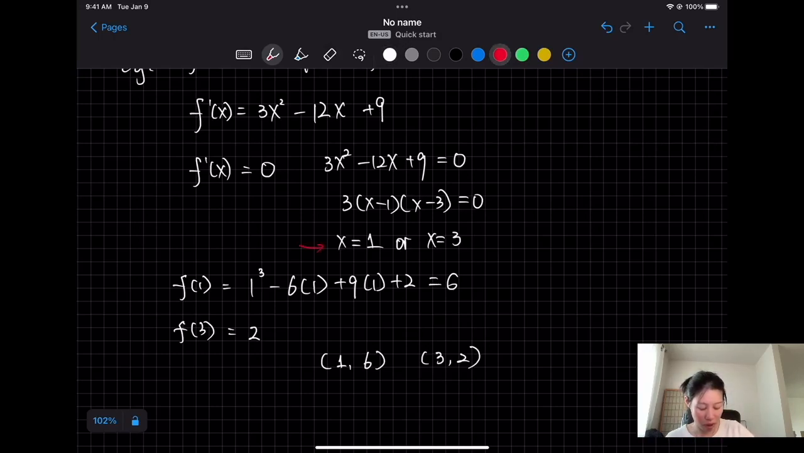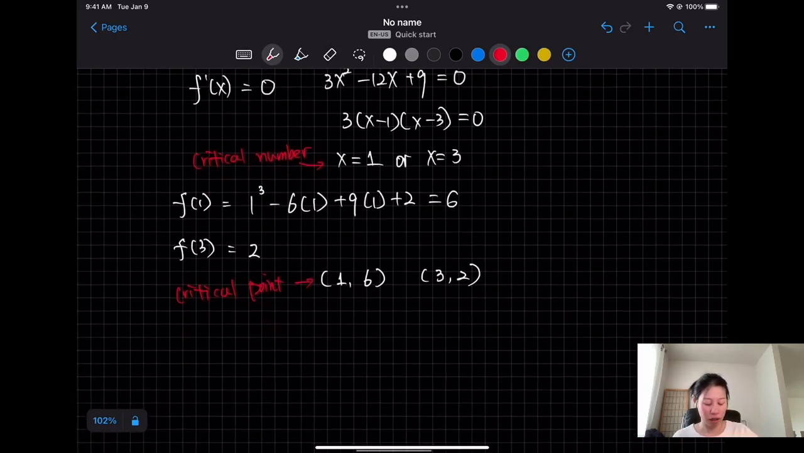So remember, this one is the critical number. We use the first derivative to help us find that. And this is the critical point. That means you still need to find the y coordinate of this point. This point will help you find the local extrema, remember, the local one, not the global one. So apparently this number is bigger and this number is smaller. So can I say this is a local maximum and this is a local minimum?